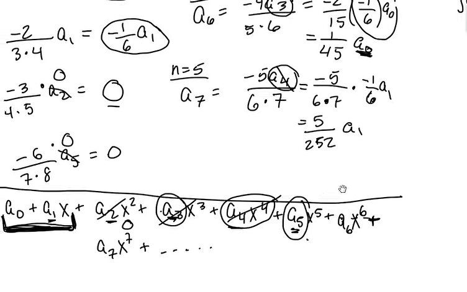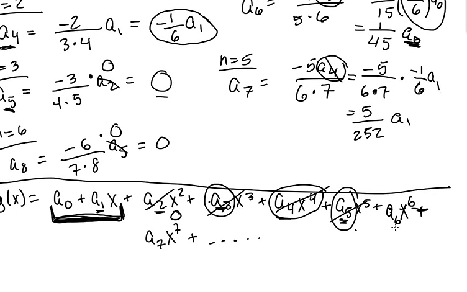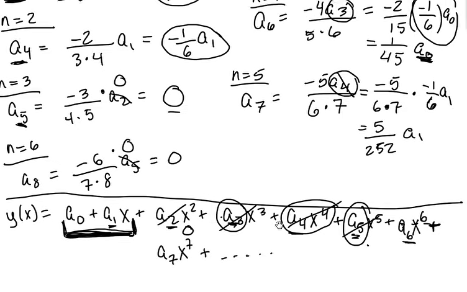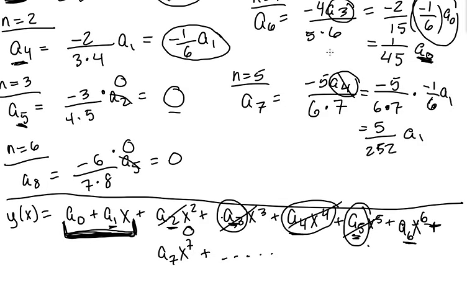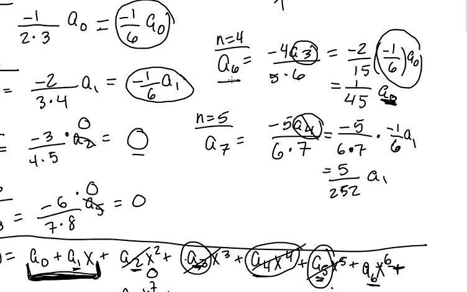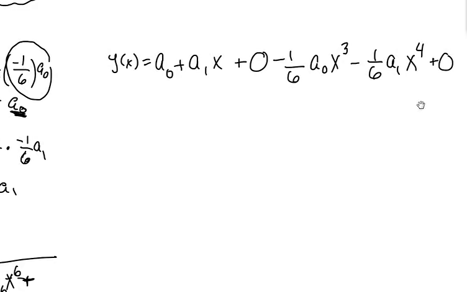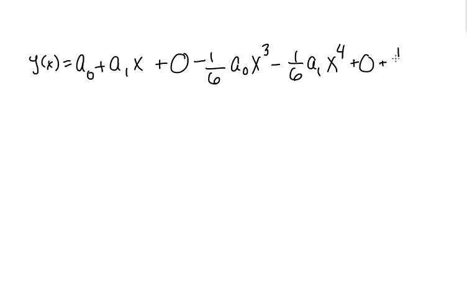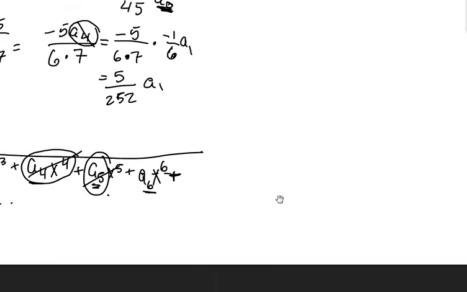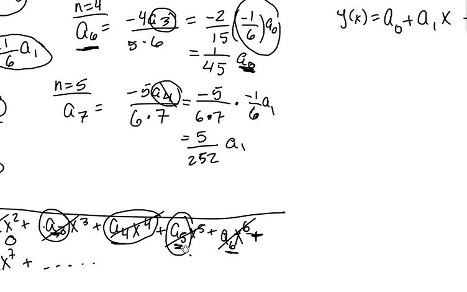Okay, so what's a sub now? We did that. Now we're at a sub 6. Well, let's plug in a sub 6. A sub 6 from here equals 1 over 45 a sub 0, plus 1 over 45 a sub 0 x to the 6th, right? Yep, x to the 6th. Okay, so we did that.